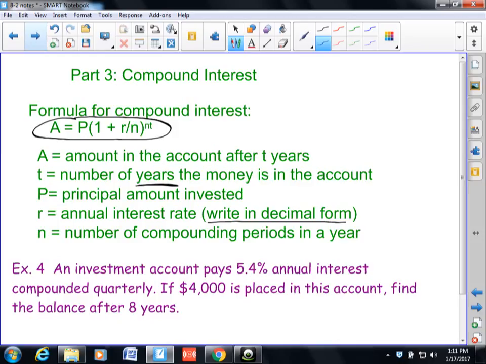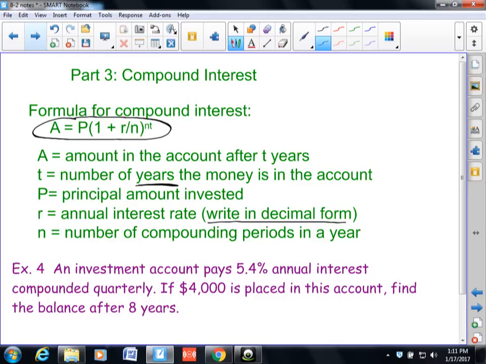N is the number of compounding periods in a year. So for instance, if I said it's compounded quarterly, how many quarters are in a year? Well, there are 4. If I said monthly, how many months are in a year? There are 12. If I said semi-annually, well, semi means 2, so there would be 2 in a year. So you're going to have to look carefully at what those words mean.